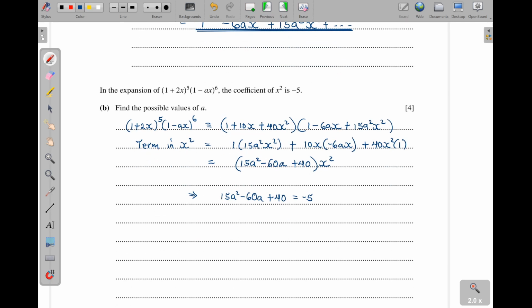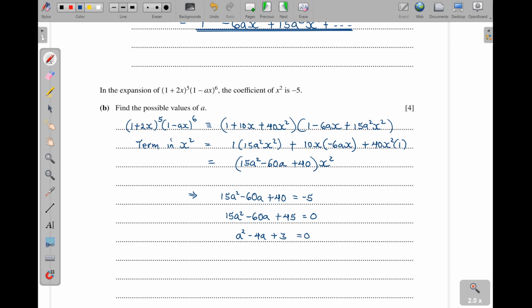I can bring this negative 5 this side, it adds to the 40. That means we can have 15a squared minus 60a, then plus 45, which is equal to 0. I can then divide all through by 15 to simplify this quadratic equation. So here we shall have the coefficient of x squared as a 1. Then here we shall have 60 divided by 15, that one gives us a 4. And then this one a 3.